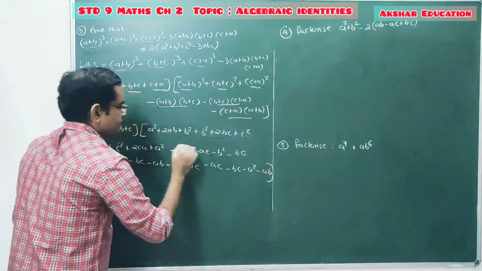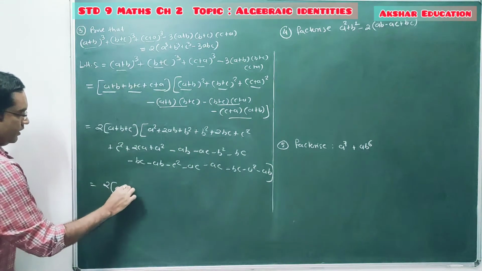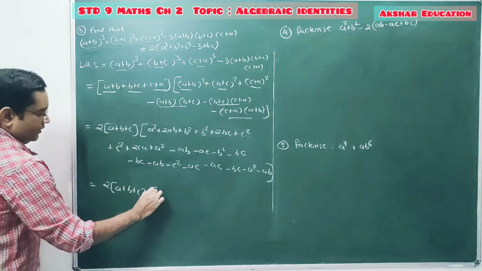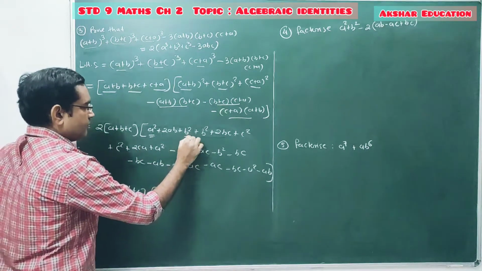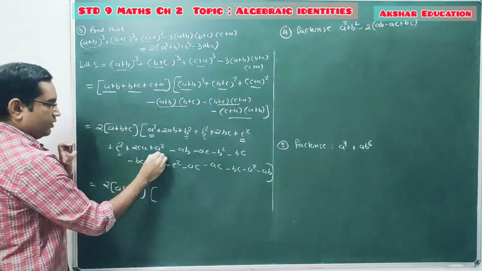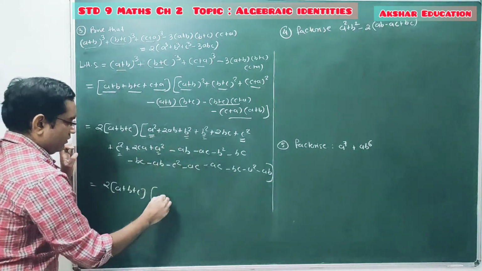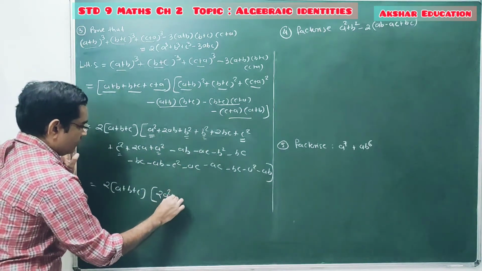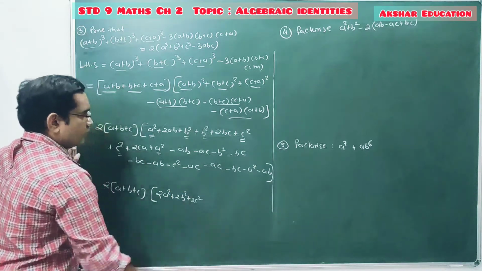Bracket 1. So this is equal to 2 into a plus b plus c. Now here a square, b square, 2b square, c square, 2c square and 2a square. So it's 2a square, 2b square and 2c square.